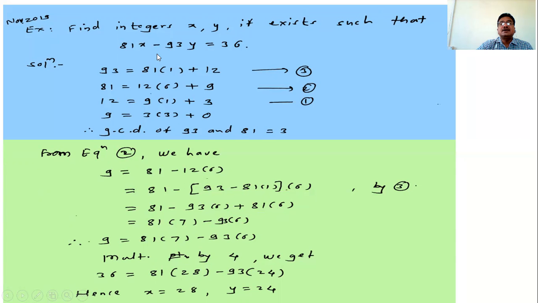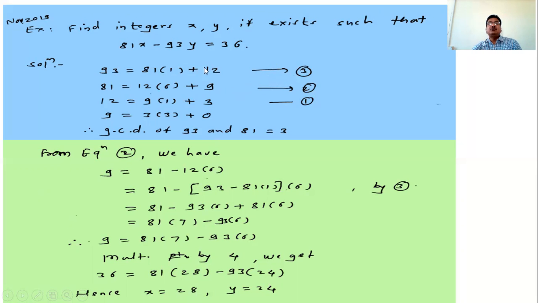If we write this in this form, 9 is 81 into 7 minus 93 into 6. But if we multiply by 4, then 36 is equal to 81 into 7 into 4, that is 28, minus 93 into 6 into 4, that is 24. So x and y are 28 and 24. That is if we start from equation number 2; or we can start from equation number 1 or 3.